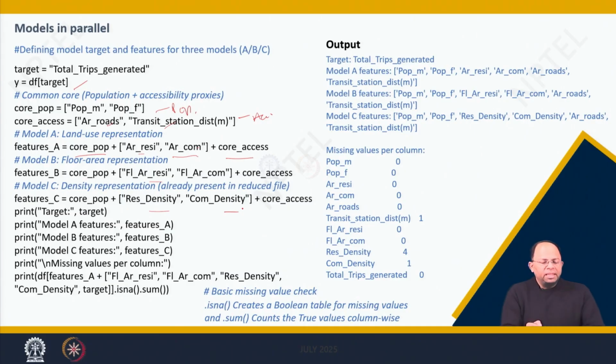Once we have done that, we can print those as well. We are also checking some values: with this particular statement we check how many values are missing, and then we count them and print them as well. Over here you can see we are printing the 3 models, what we have put in them, and we are also showing where the missing values are. We see there is 1 missing value for transit station, 4 for residential density and 1 for commercial density.